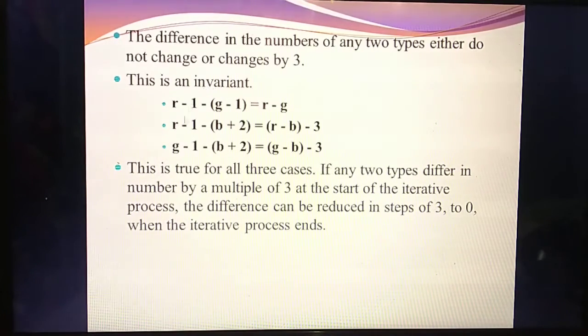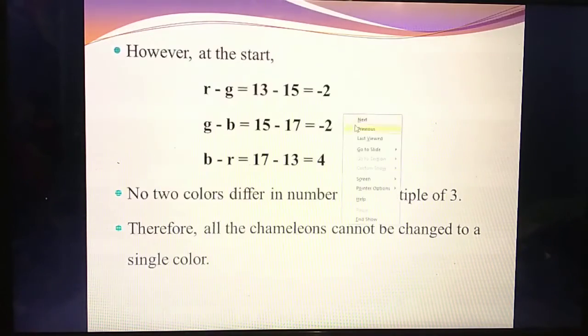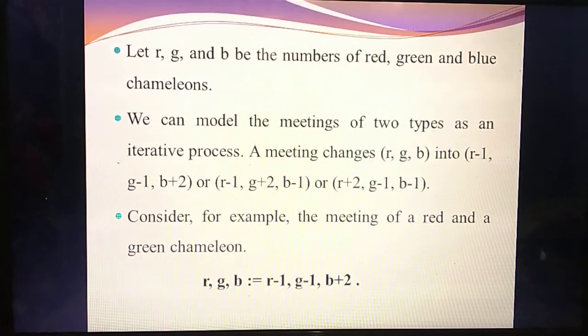Listen, first you are subtracting the first two, that means red color and green color. Red color minus 1 and green color minus 1. So R minus 1 minus G minus 1. Take the same example. First you are reducing this, R minus 1 minus G minus 1, for the first two types. Then next, G minus 1 minus B plus 2. Next, B plus 2 minus R minus 1. Among these you are going to subtract two meetings.